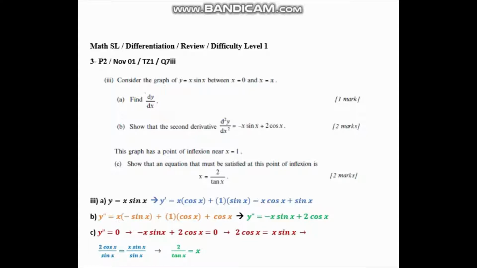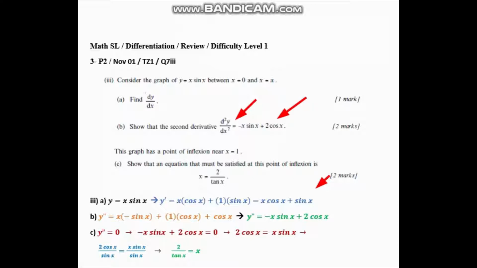So in question A, we are required to find dy by dx or y dash, given that y equals x sine x. So we shall use the product rule: u v dash, which is the derivative of the second term, so this is v dash, plus v u dash, where u dash is the derivative of the first term. This gives us x cosine x plus sine x.